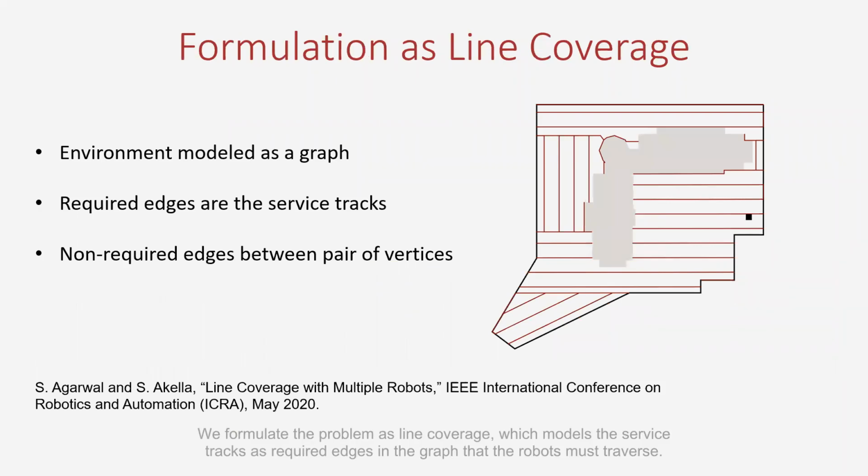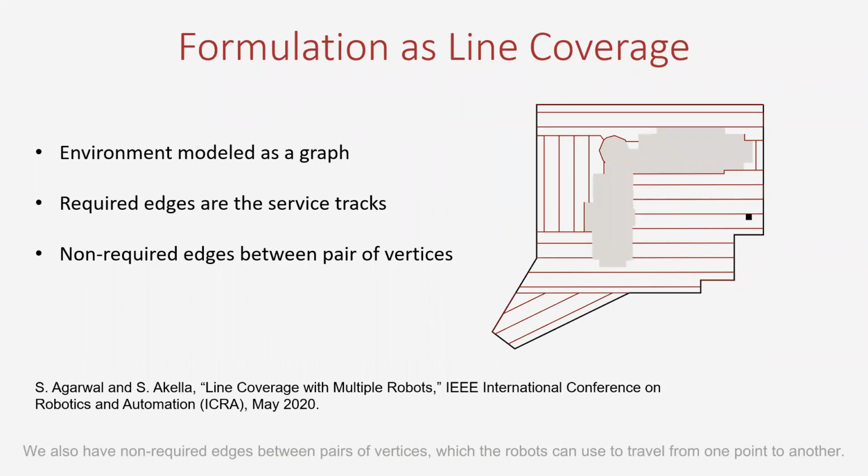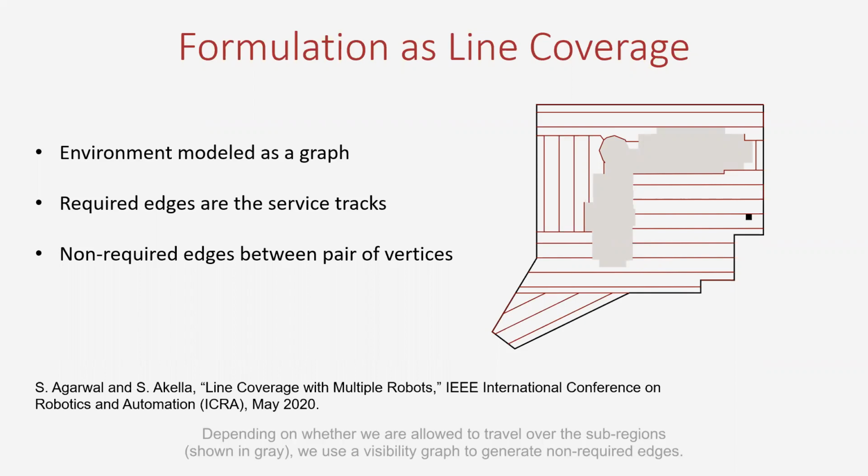We formulate the problem as line coverage, which models the service tracks as required edges in the graph that the robots must traverse. We also have non-required edges between pairs of vertices which the robots can use to travel from one point to another. Depending on whether we are allowed to travel over the subregions shown in gray, we use a visibility graph to generate the non-required edges.